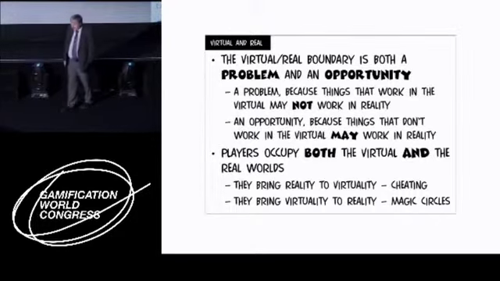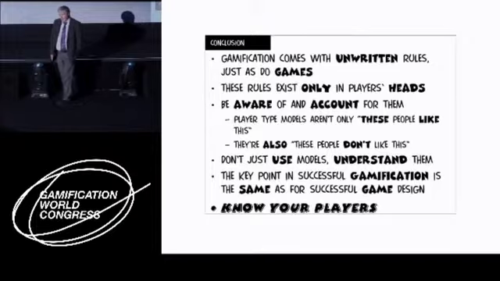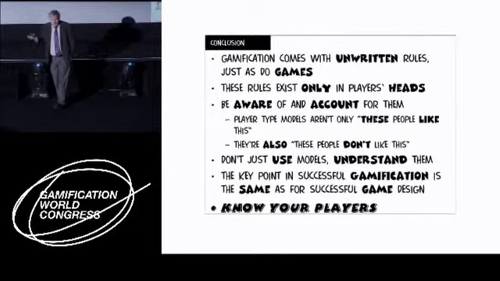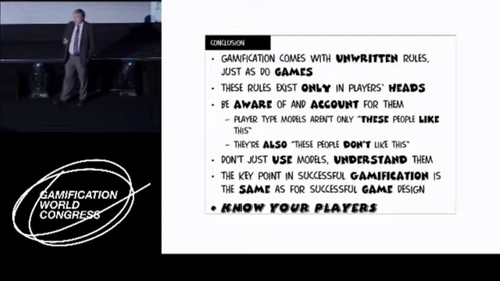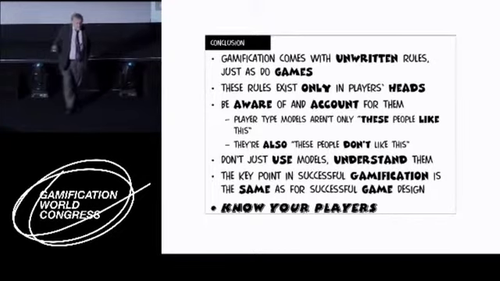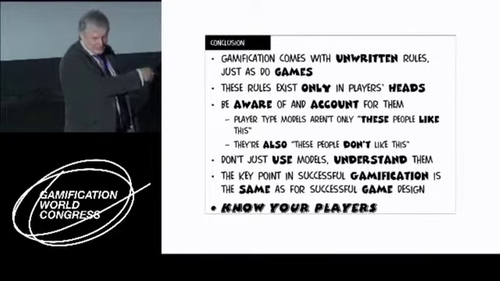So, to conclude, gamification comes with unwritten rules just as games do. These rules only exist in players' heads, but they do exist in players' heads. You need to be aware of and to account for them. Player-type models, I mean, I've just used mine because I know that one, but there are lots of others, and there's bound to be a better one out there already if there isn't one in development.